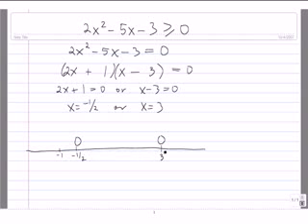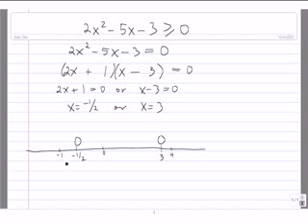In the middle piece, we need to choose a number that's between negative 1/2 and positive 3. So I'll choose the number 0. In our final piece, we need to choose a number which is larger than 3. I'll choose 4. And what we do is we plug each of these three test values into the function, and we see whether it's positive or negative there.